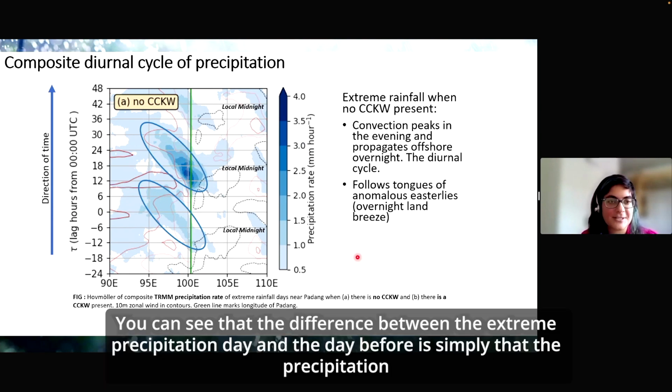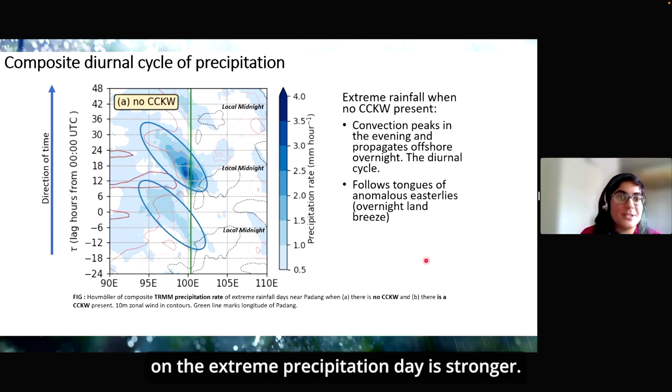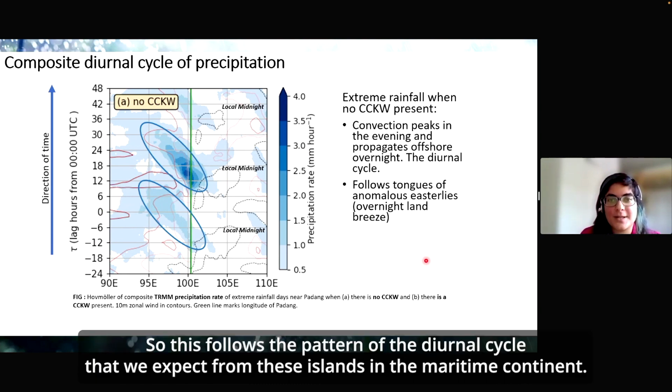You can see that the difference between the extreme precipitation day and the day before is simply that the precipitation on the extreme precipitation day is stronger. This follows the pattern of the diurnal cycle that we expect from these islands in the Maritime Continent.